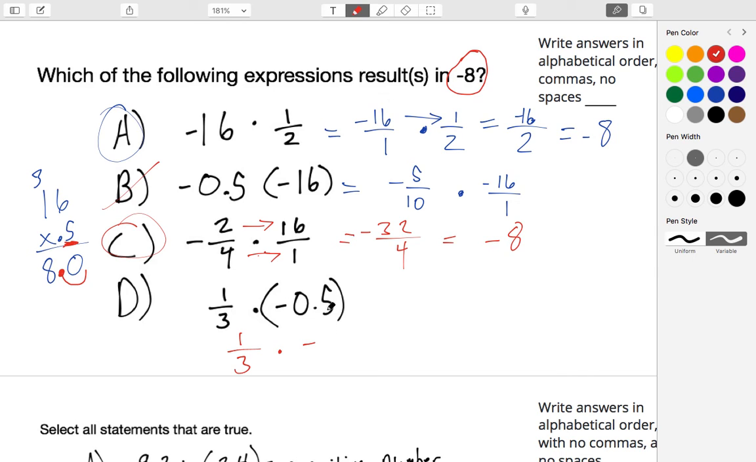Isaiah, how do I change this to a fraction? 1 over 2, very good. Or you could put 5 over, because it's in what spot? Very good. So 5 over 10. We'll do that one. What is 1 times negative 5? What is 3 times 10? Isaiah? Yeah. So 1 times negative 5?